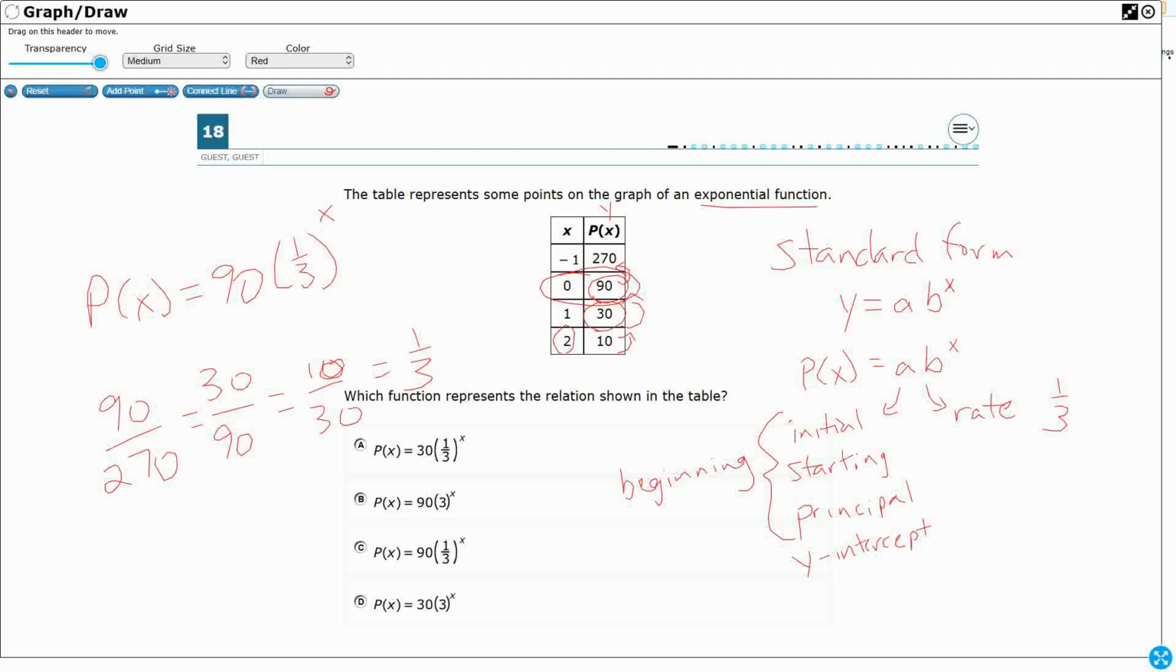That is the equation we are looking for, and so our answer is going to be right here, C.